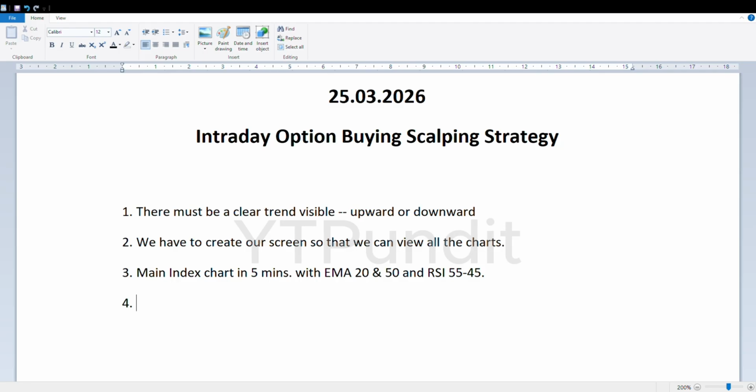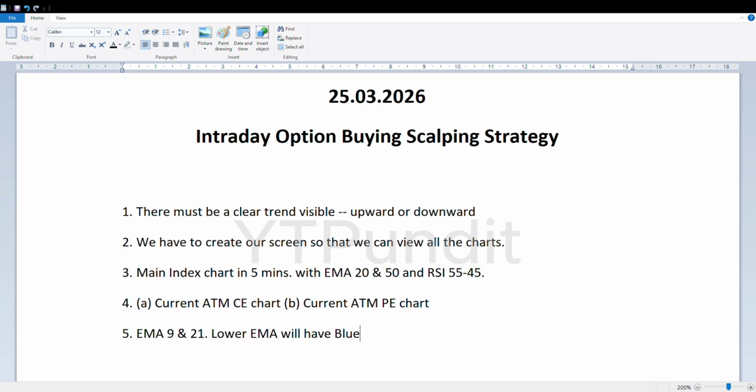Beside that, we will have two charts. One is the current ATM CE chart and the current ATM PE chart. We will have EMA 9 and 21. The lower EMA will be blue, and the bigger EMA will have red color.